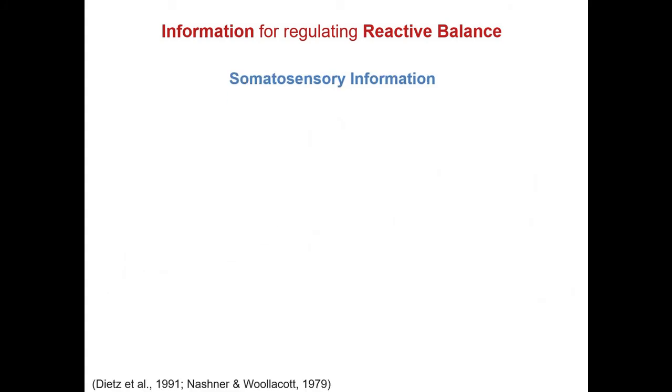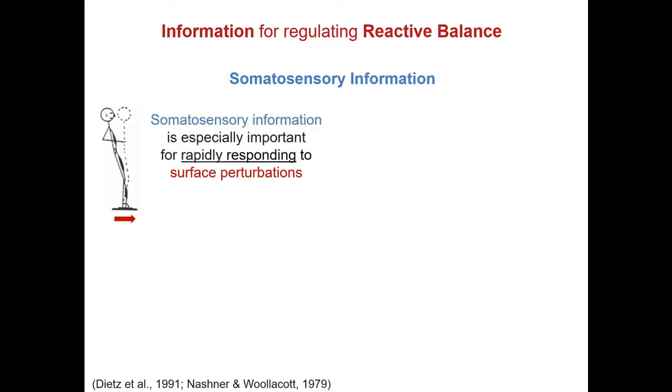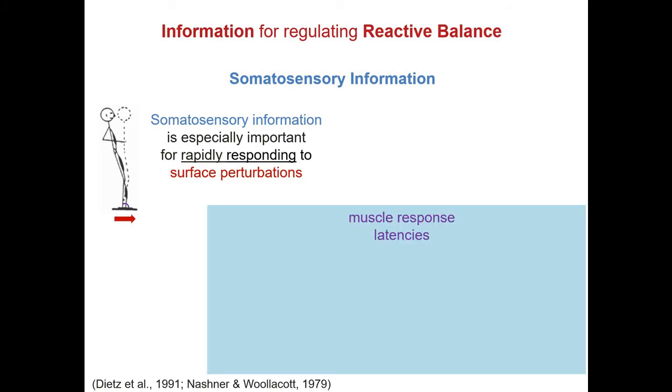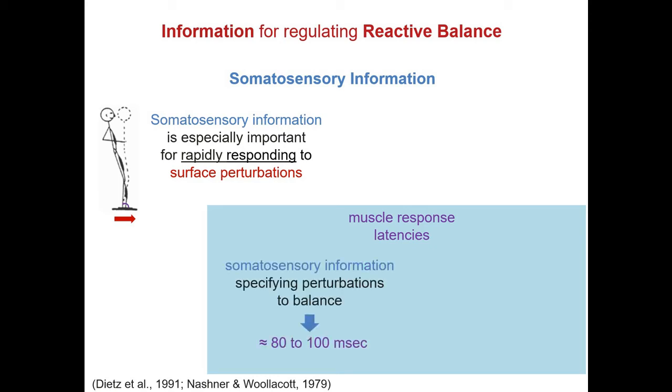Next, let's look at the role of somatosensory information in the control of reactive balance. Somatosensory information is believed to be especially important for rapidly responding to surface perturbations. The importance of somatosensory information is related to the associated muscle response latencies. Somatosensory information that specifies perturbations to balance typically yields reactive responses in about 80 to 100 milliseconds. In contrast, visual information specifying perturbations to balance yields much slower reactive responses that clock in at around 200 milliseconds.